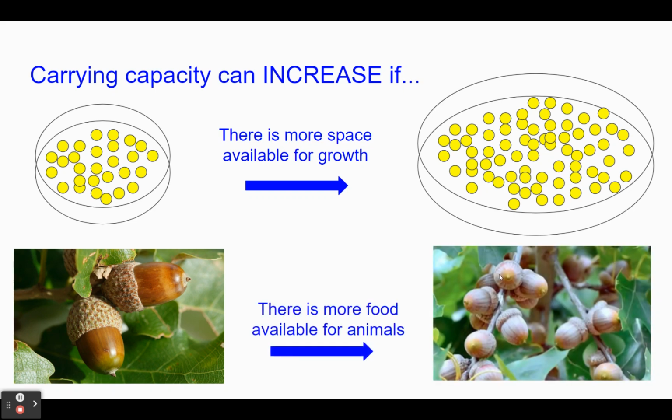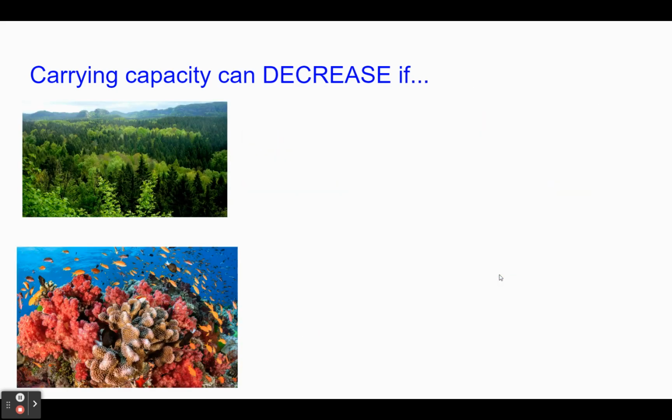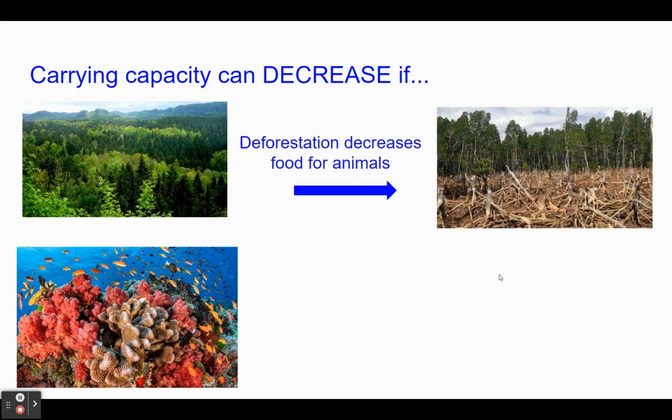Let's say there's extra rain one year and our acorn population is extremely high. Now, with more acorns, the carrying capacity for animals in that year alone is higher because there's more food available for them. On the other hand, carrying capacity can decrease if deforestation decreases food or habitat space for animals.